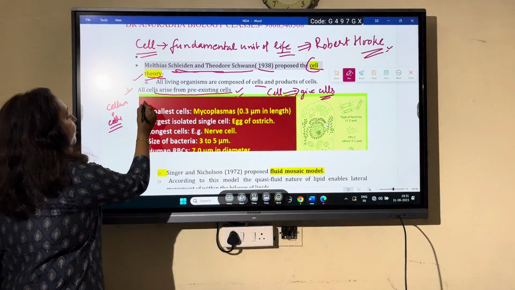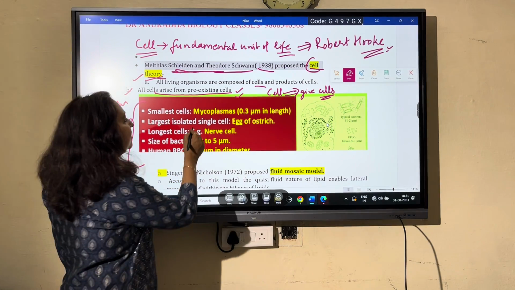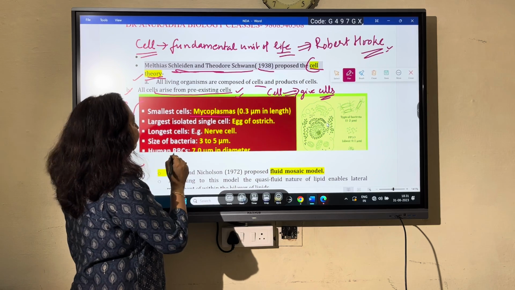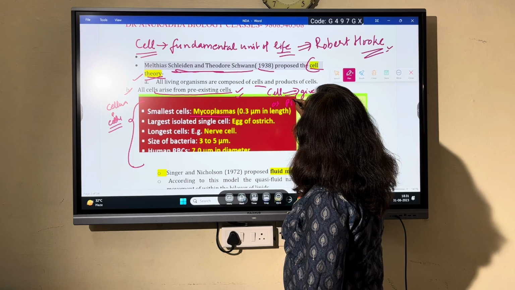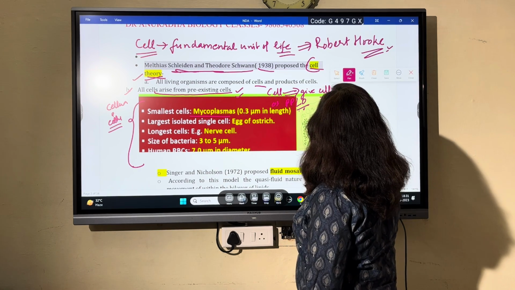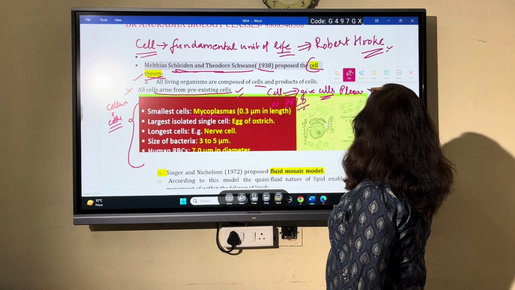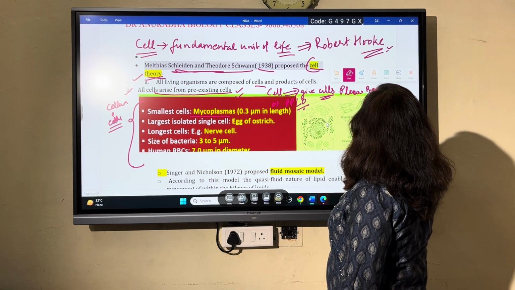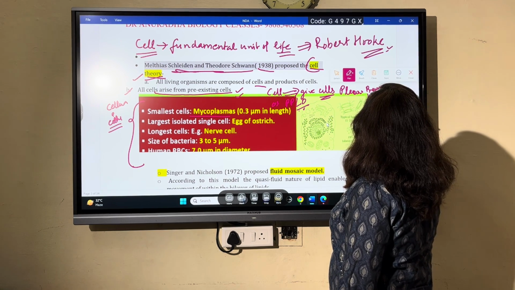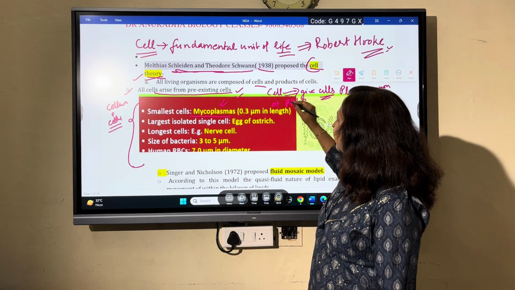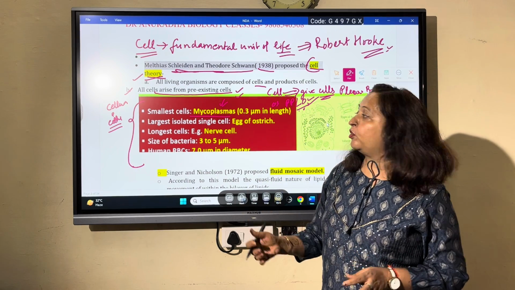Now there are some important points. You should know the smallest cell. Which is the smallest cell? The smallest cell is mycoplasma. It is also known as PPLO, that is pleuropneumonia-like organisms. So sometimes they can ask mycoplasma and sometimes they can ask PPLO. You should know both the names. The smallest cell is PPLO or mycoplasma.